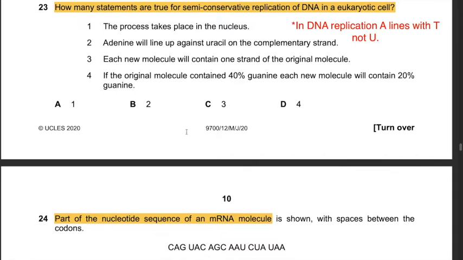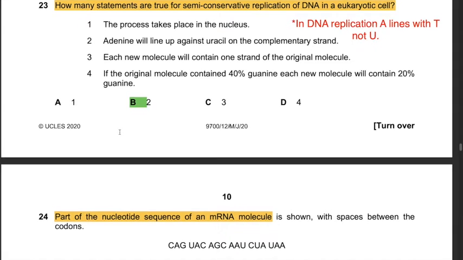In DNA replication, A lines up with T, not U, as this is talking about DNA replication. The answer is B. 2 statements are correct, and that is the process occurs in the nucleus and each new molecule will contain one strand of the original molecule. Option 2 and 4 are incorrect. Option 4 is incorrect because if the original molecule contained 40% guanine, then the new molecule will also contain 40% guanine, not half of it. Since only 2 statements are true, the answer is B.